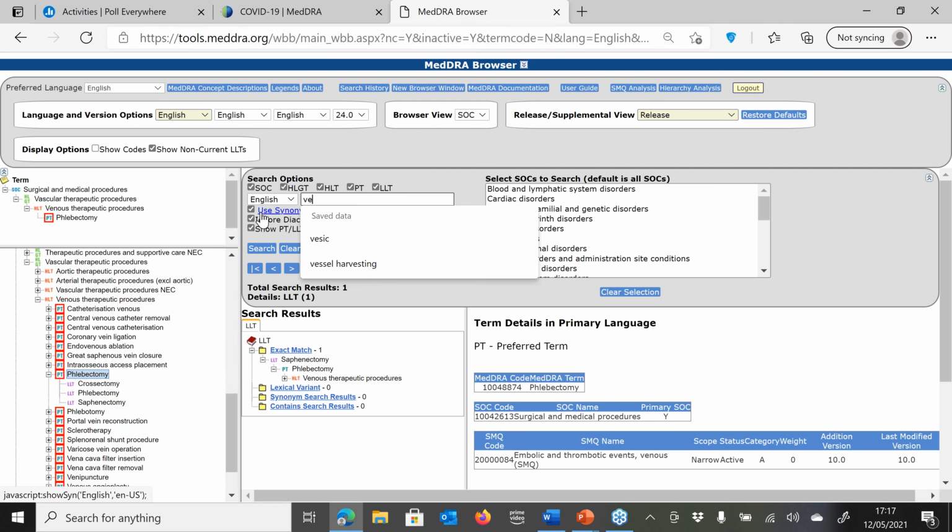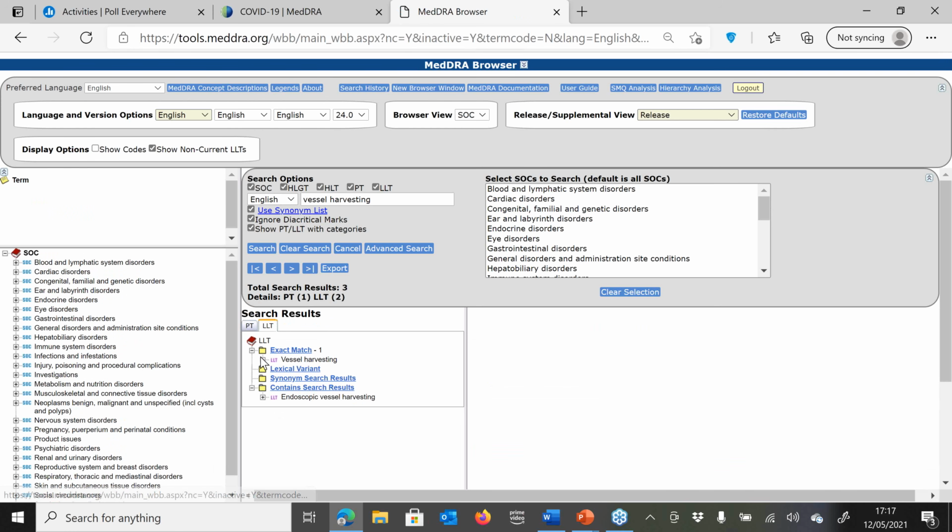The other one you gave me was vessel harvesting. We can have a look at that one. Vessel harvesting, there it is. Vessel harvesting is the PT as well, and that's a procedure under vascular therapeutic procedures. What I like about that one is it does link it to the main procedure. It talks about harvesting, that you're doing it in preparation to use the vein elsewhere.